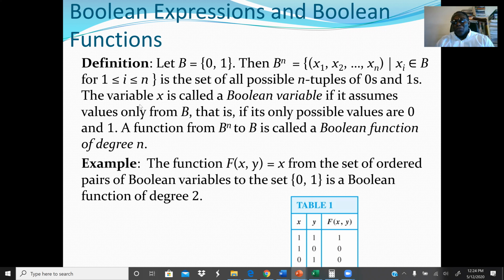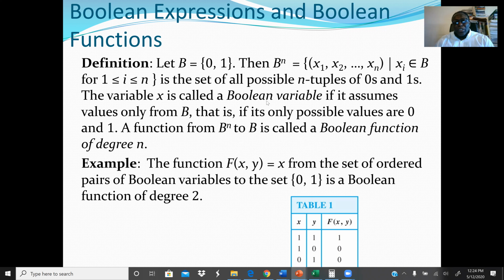So here we say the variable s is called a Boolean variable. A Boolean variable can only have 2 values, either 0 or 1. If the variable's only possible values come from B, that is 0 or 1, it is a Boolean variable. A function from B to the power n to B is called a Boolean function, and its degree is n. So if it's B to the power 3, then it's a Boolean function with a degree of 3.